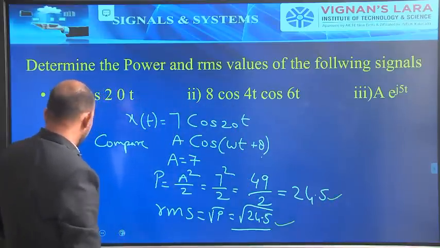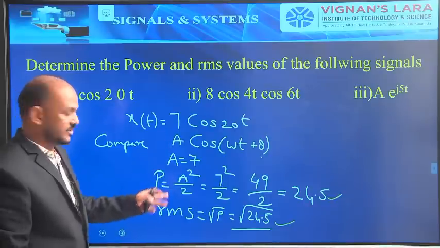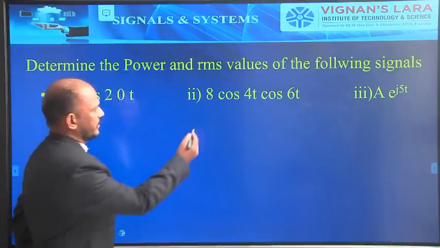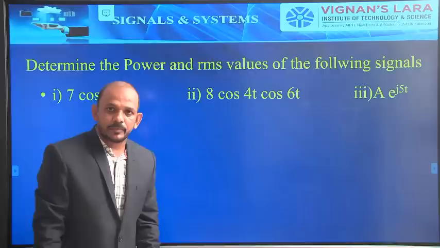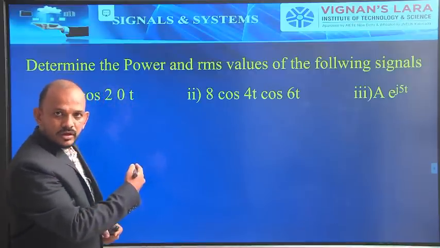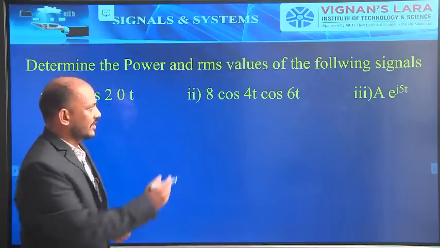Then I go for the second thing. I hope you are all clear with this. So next, let us go for the second example. You now know how to find the value of power and RMS value of a signal. This is another type of signal.